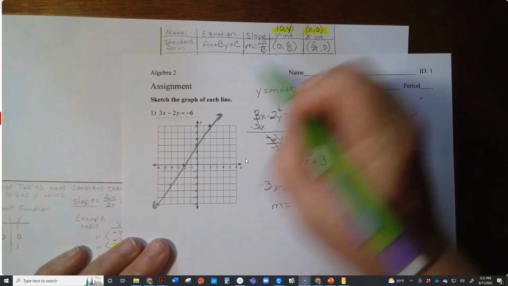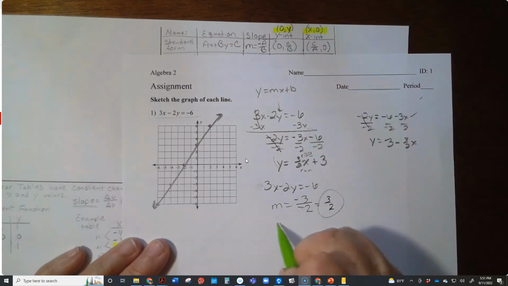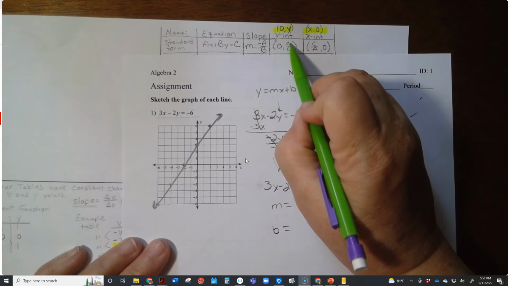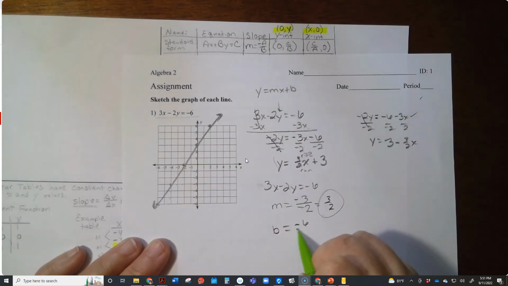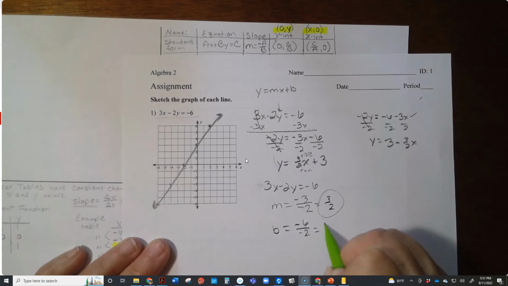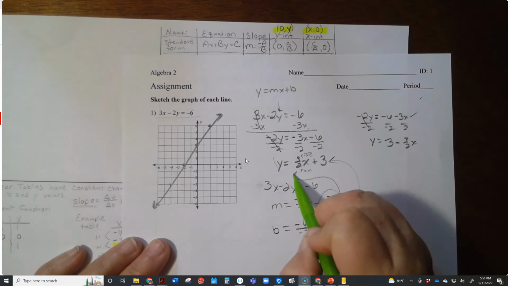If you just need to look at this and see what the y-intercept is, then the y-intercept is going to be c over b. This number right here divided by that number. So negative 6 divided by negative 2. That's a positive 3. And that's the same thing that we got here and here.